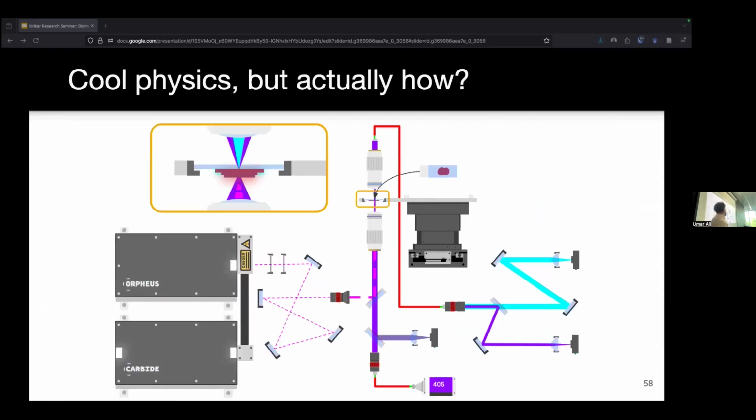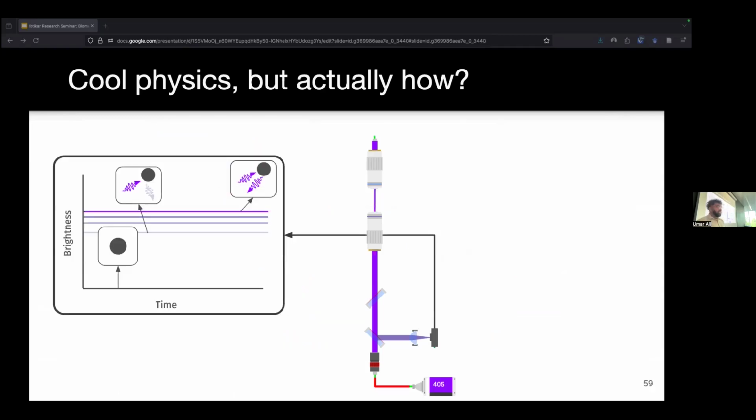That's hopefully pretty interesting. This is my experimental setup. This is what I work with on a day-to-day. I'll go through it step by step. It's not as complicated as it looks. The first thing I want to highlight is our detection system.